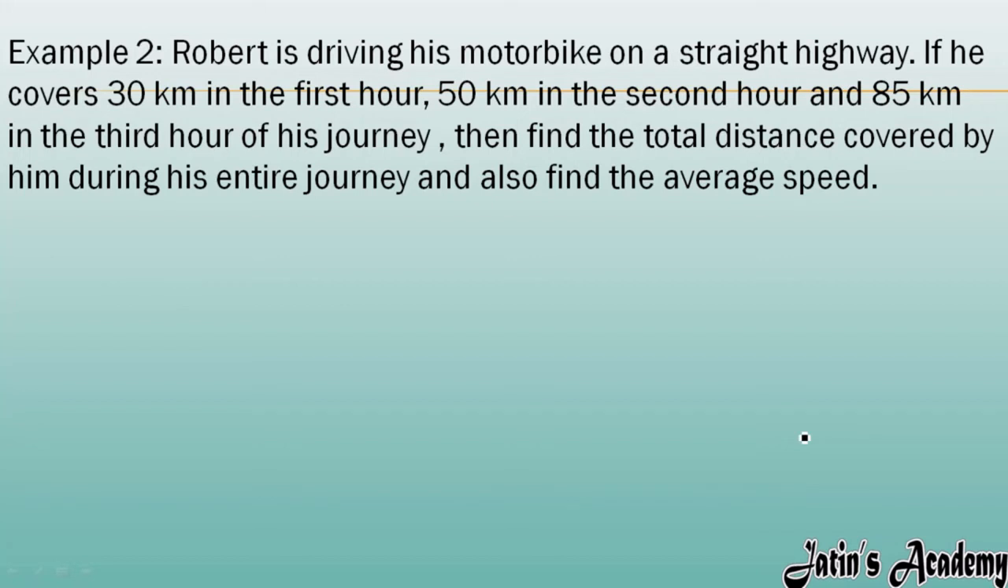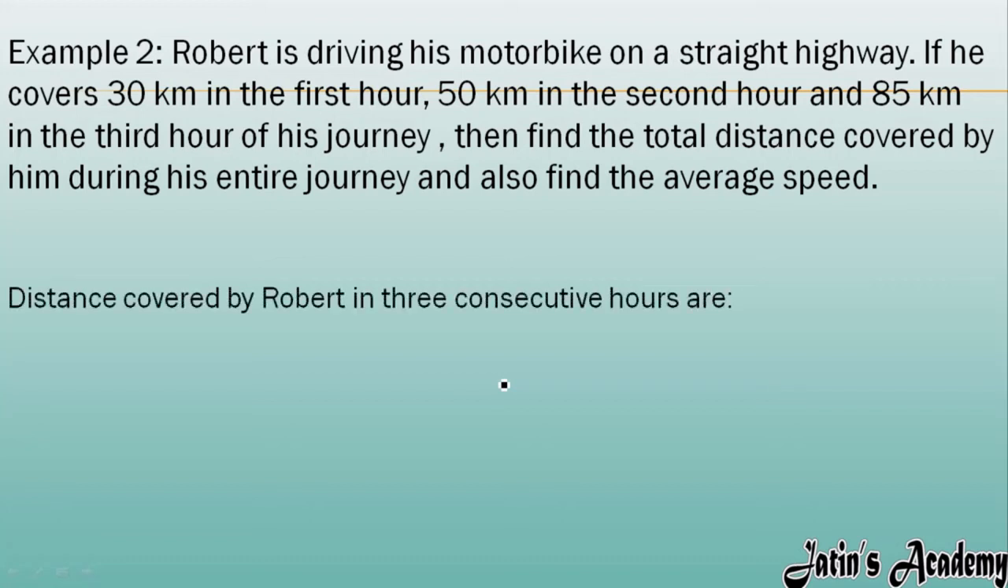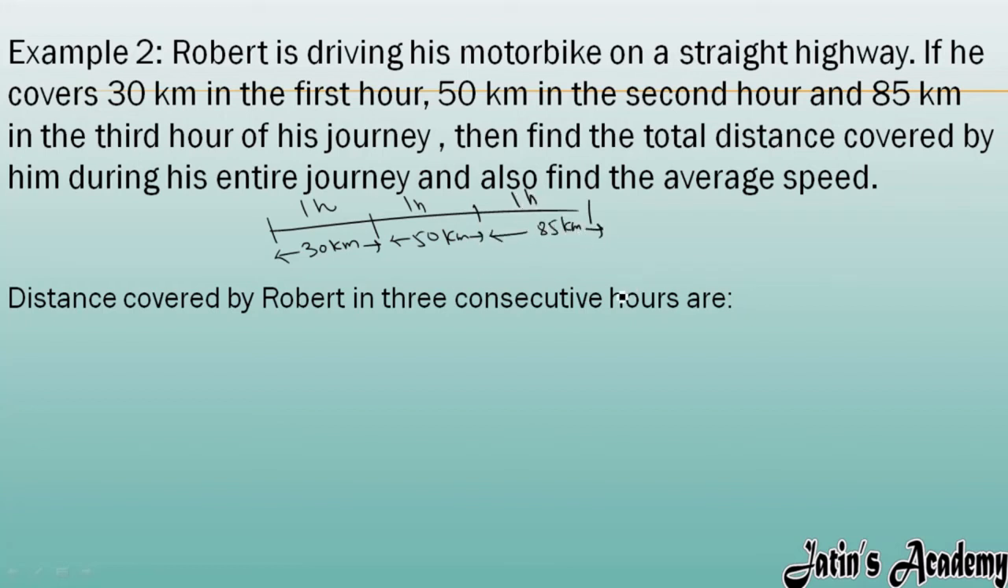Next we are having Robert, who is driving his motorbike on a straight highway. One boy named Robert is driving his motorbike on a straight highway. He covers 30 kilometer in the first hour. Then in the second hour, again in 1 hour, he is covering 50 kilometer. Then again in 1 hour, in the third hour, he is covering 85 kilometer. Actually, this is given to us.